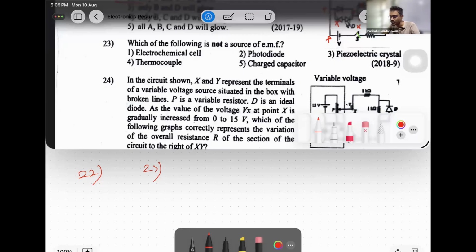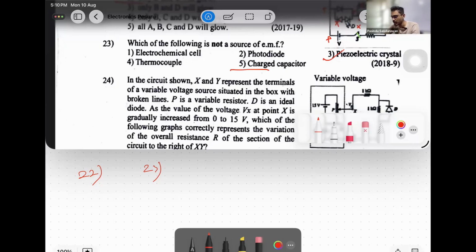Electrochemical cells, photodiodes: when light falls on photodiodes, it generates EMF and current. We discussed that in photodiodes. And the third one, piezoelectric crystal, is a specific type of substance. When it is squeezed, that is, when a stress is given, it can generate EMF. So this is also correct. Thermocouple is correct. Charged capacitor is the answer here.